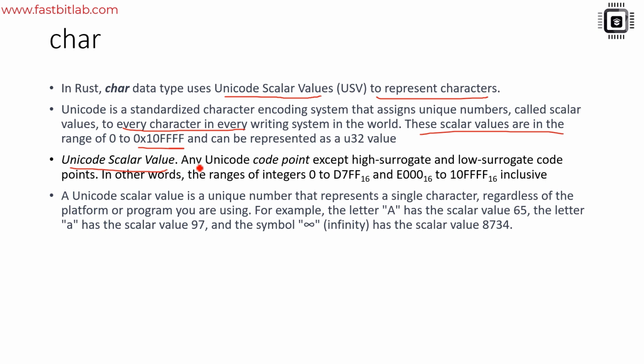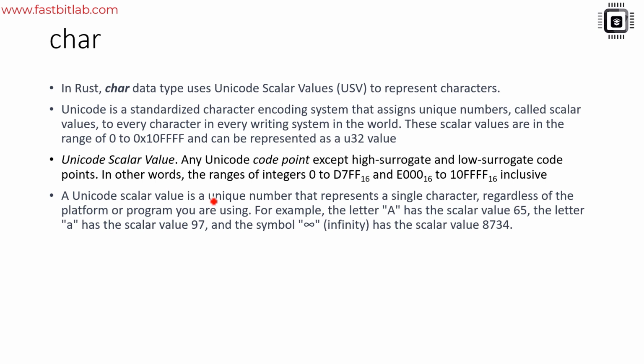A Unicode scalar value is a Unicode code point except high surrogate and low surrogate code points. In other words, USV means integers which come in the range of 0 to this value and from this value to this value. If any USV doesn't come under this range, then in Rust it may not be considered a valid Unicode character.